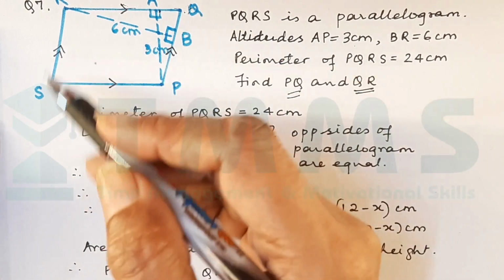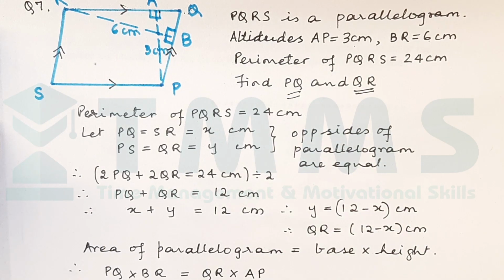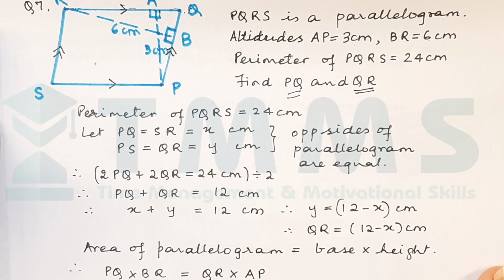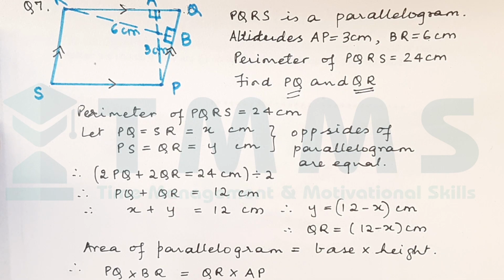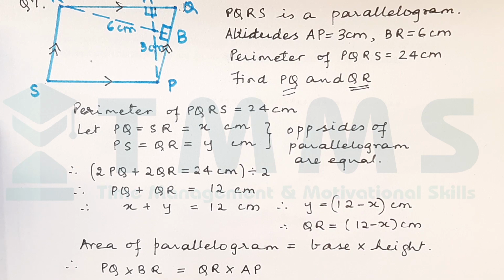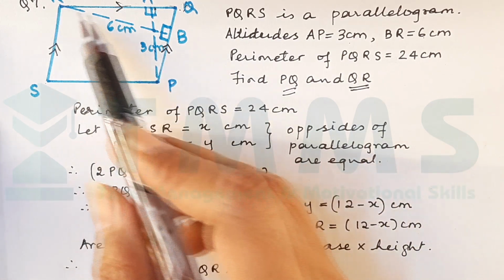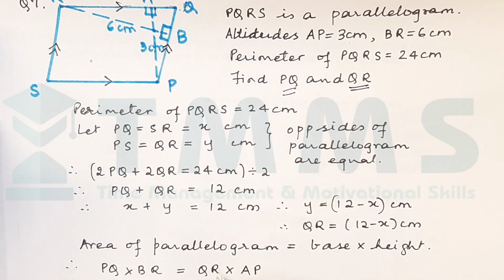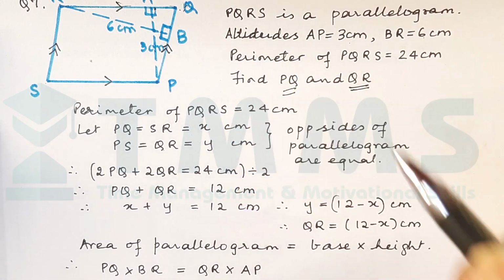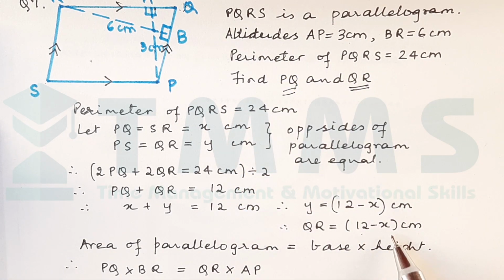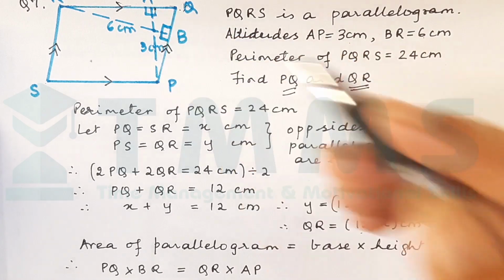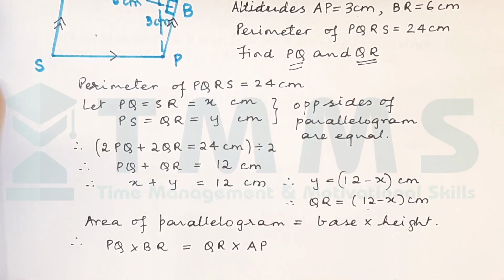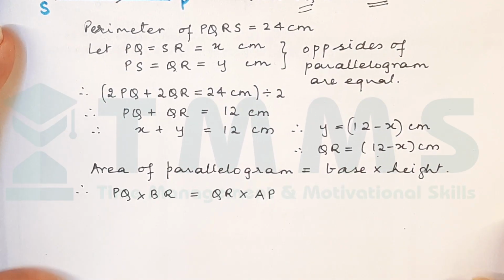But the parallelogram remains the same. So, we write like this. Now that we understood PQ, we will write the value as X. And BR will be 6. Then QR is 12 minus X. And AP is 3. So we are just going to substitute. Watch this now how it goes.